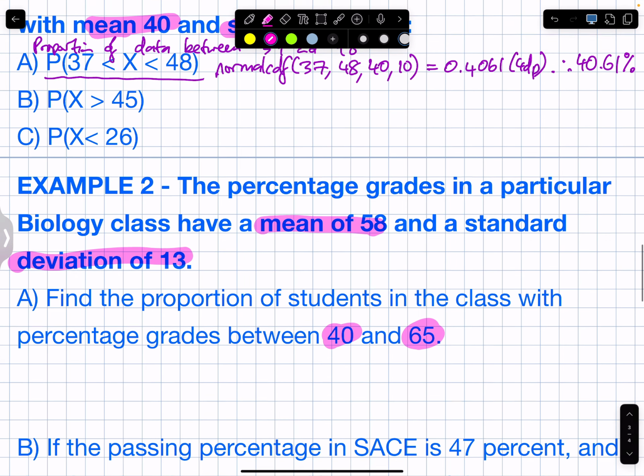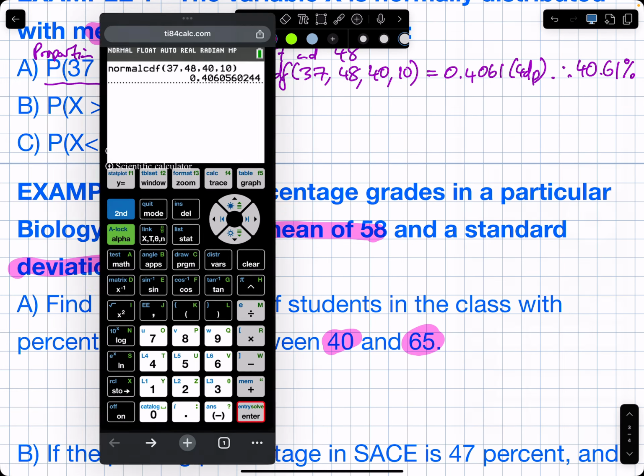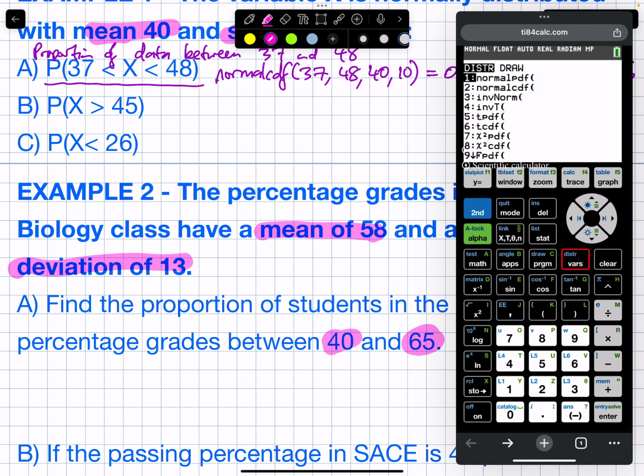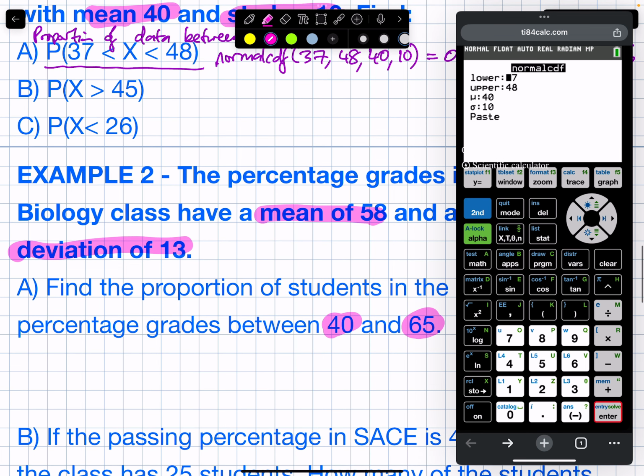65. Get your calculator out and you can tell me, second VARS normal CDF, what would the lower be? 40. What would the upper be? 65. What would the mean be? 58. And what's the standard deviation? Paste. Enter. This doesn't change how you show the working out.